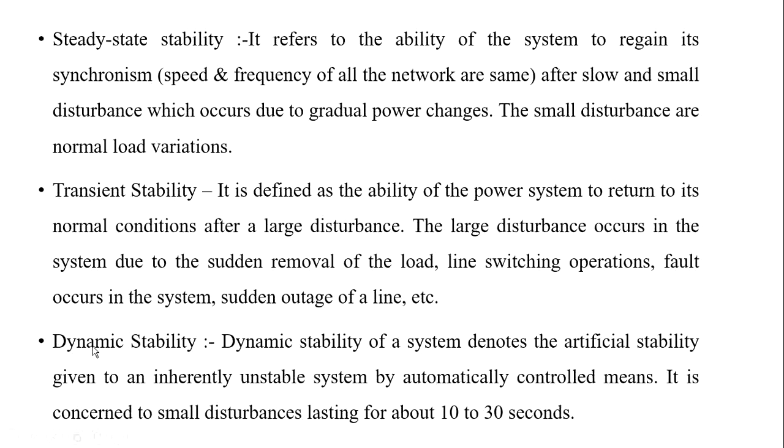That is, the disturbance occurring in the system is a small disturbance, but the system regains its stability by using control measures, then the system is said to have dynamic stability. So, hope it is clear what is steady state stability, what is transient stability, and what is dynamic stability. This is very important. Last year, there was a university question related to this area, what is steady state, transient, and dynamic stability. So, hope it is clear.